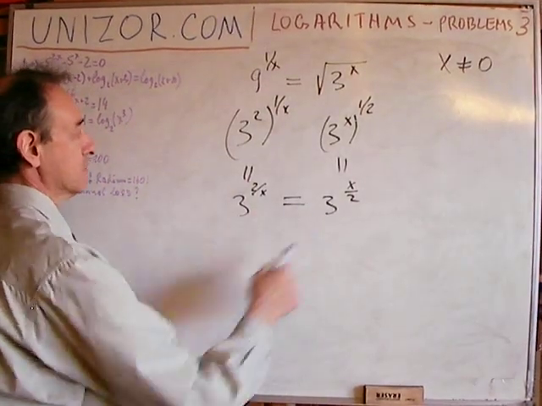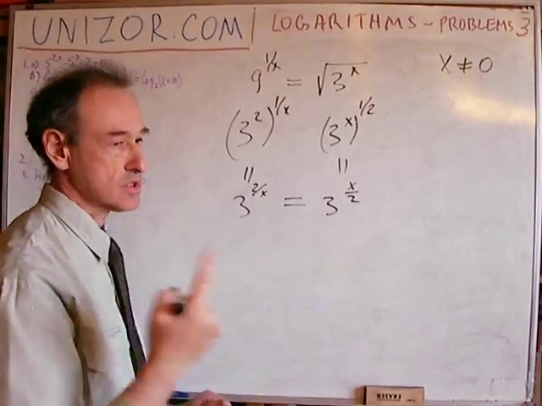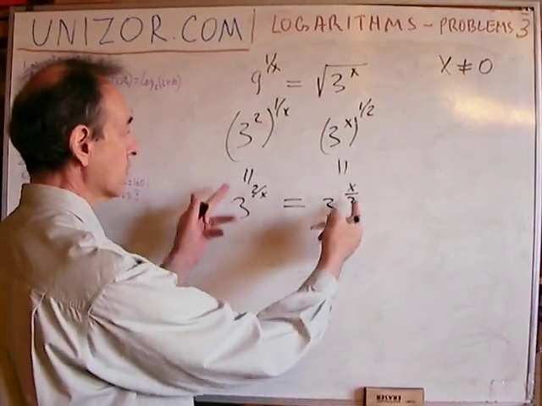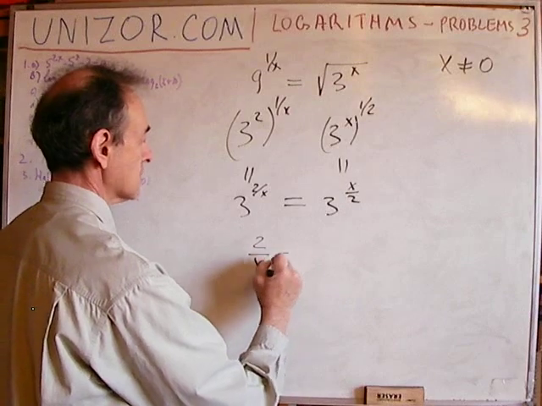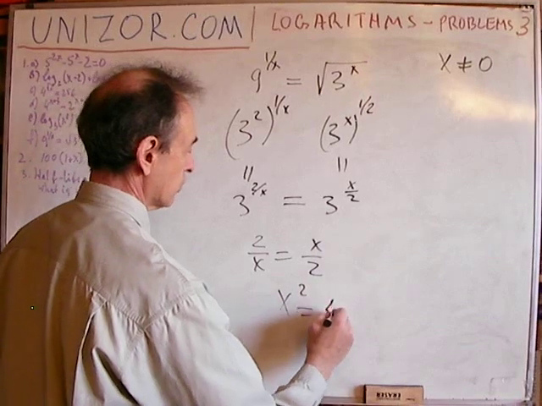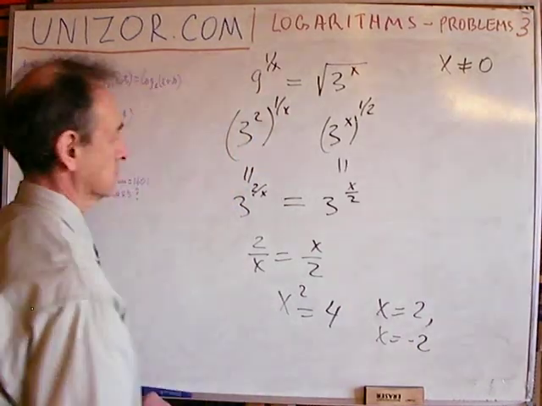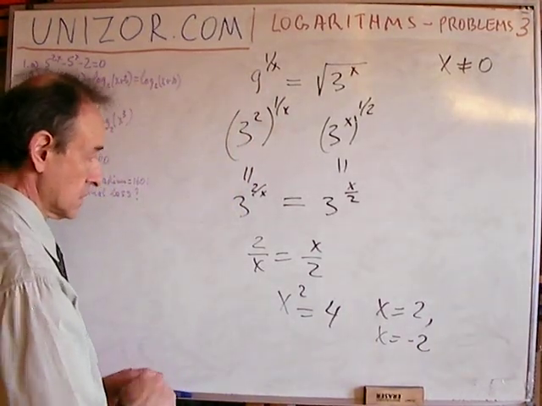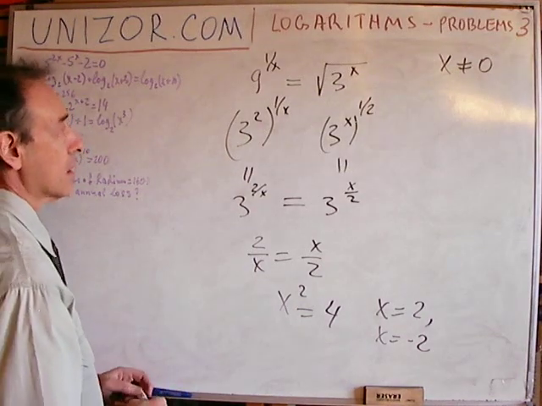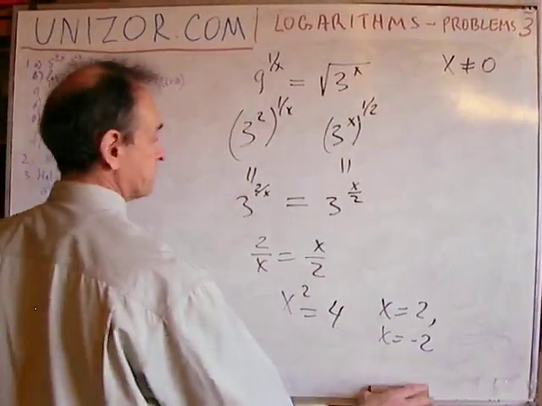Now, judging what we have here, we can say that since exponential function establishes one-to-one correspondence between domain and the range, if functions are equal, the arguments are equal, which means 2 over x is equal to x over 2. Or x squared is equal to 4, x is equal to 2, and x is equal to minus 2. These are two solutions, and both actually work fine. Both are solutions to this equation, because both satisfy this particular restriction.